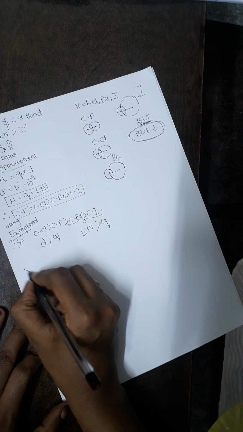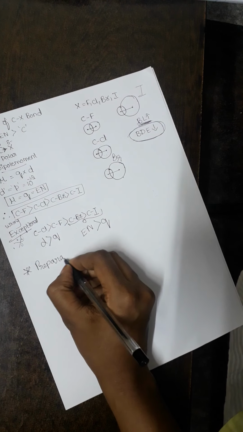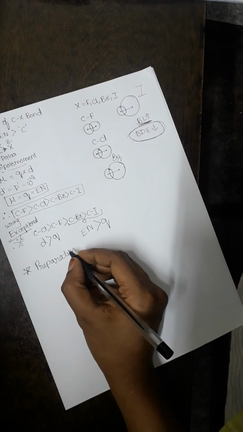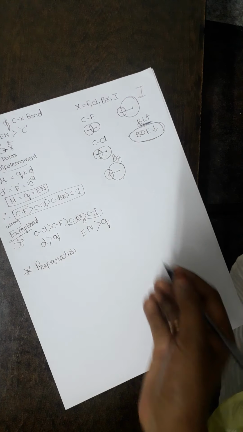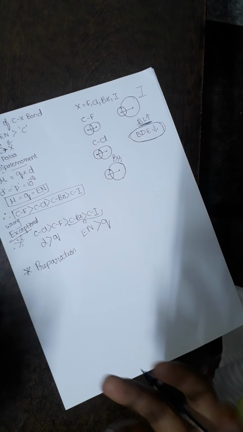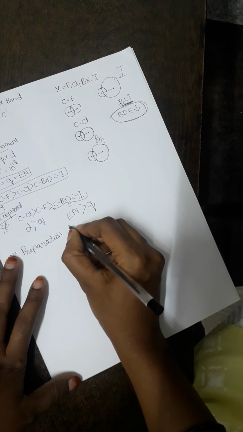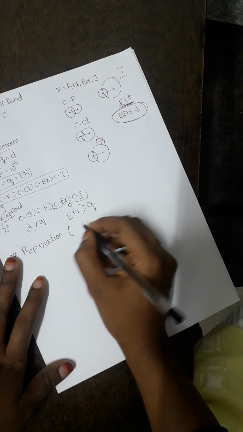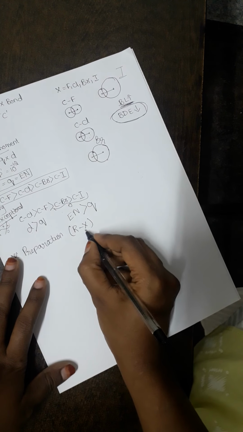The next topic is very important. It is nothing but the preparation of haloalkanes and haloarenes. So what do you mean by preparation? Preparation is nothing but how to prepare a haloalkane. In general, haloalkanes are represented as R-X, where R is the alkyl group and X is the halogen.